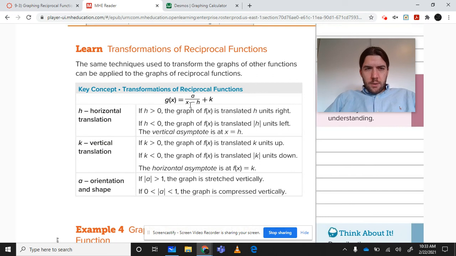Right? We can move it left and right with a horizontal, we can move it up and down with a vertical, or we can stretch it or flip it depending on the value.